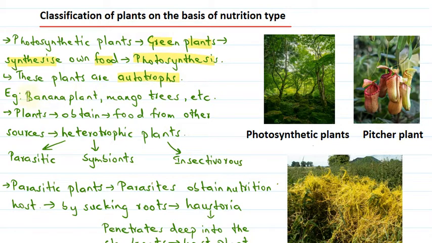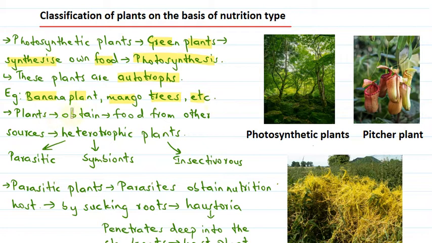Example, we took banana plant, mango trees, etc. Okay. So here we can see photosynthetic plants. These are all green plants which can photosynthesize and can prepare their own food.